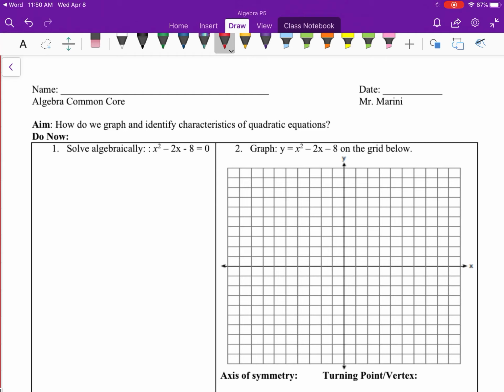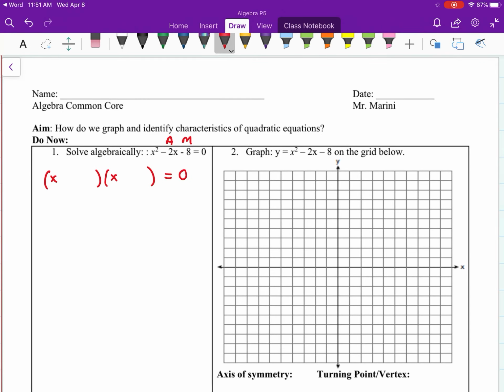It's already equal to 0, so we can factor it. As you may have guessed, since it's a trinomial, we can do this with AM. So x squared is x times x, and numbers that multiply to -8 and add up to -2 would be -4 and +2. And then we do our t-chart. Remember, you make each of these equal to 0 and then solve for x.